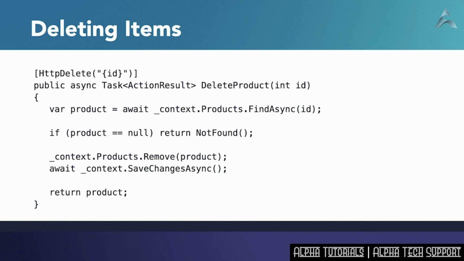On the other hand, if we do find the product, it's time to get rid of it. So let's just delete it from our database context and then save changes. One question remains. Which information do we want to return now once we deleted a product? I've seen various options here out in the wild, but the majority of APIs more or less agrees on returning the product that was deleted.